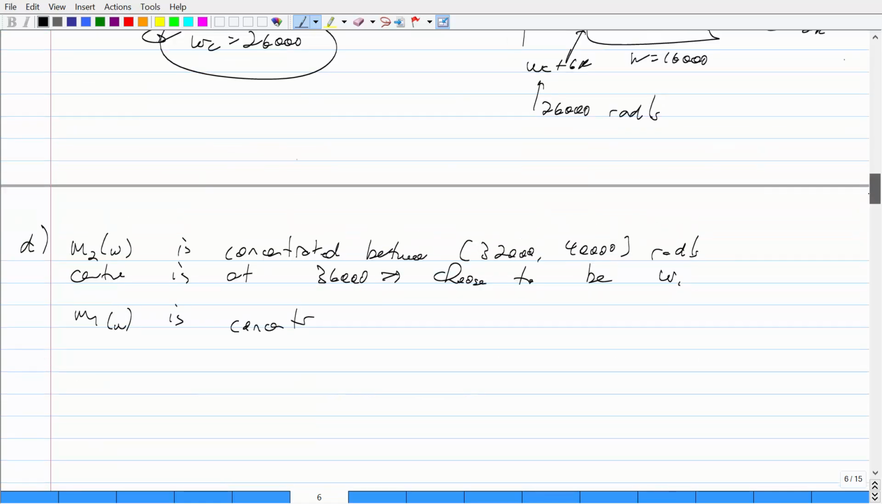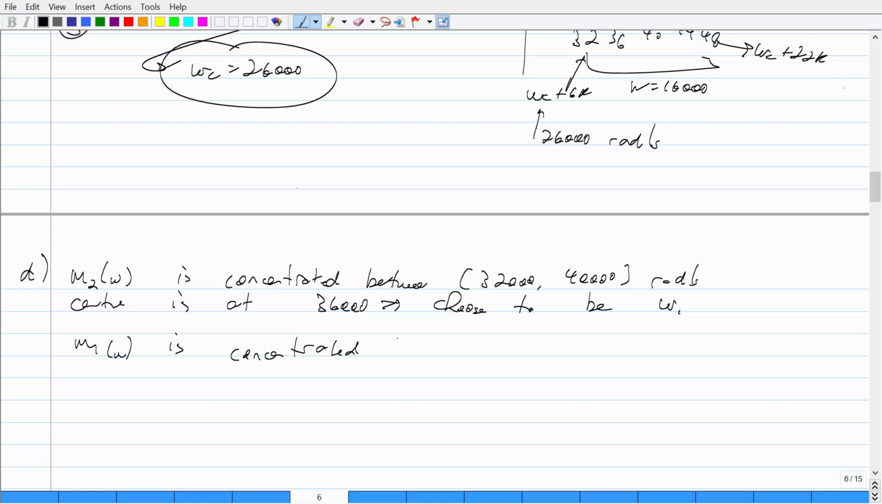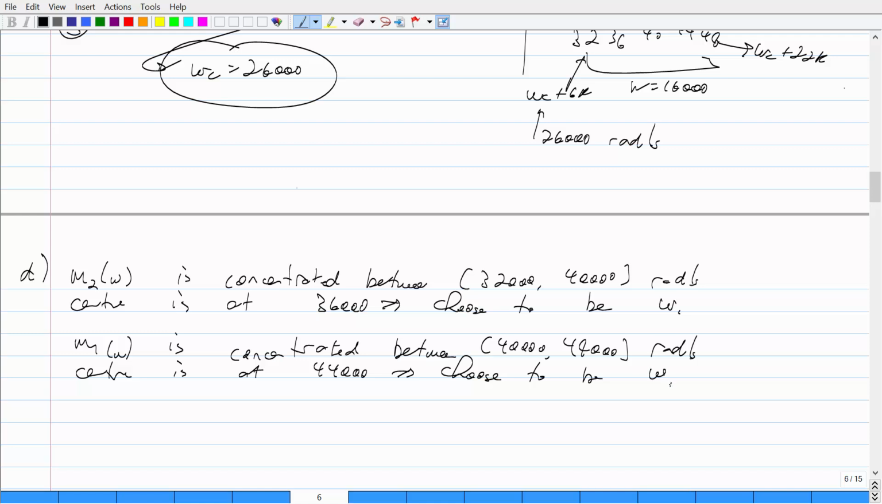The concept's still the same though. It's concentrated between 40,000 to 48,000 rads per second. The center is at 44,000, and then we'll choose that to be omega 2. Actually, we'll make this omega 1 and this omega 2 to be consistent.